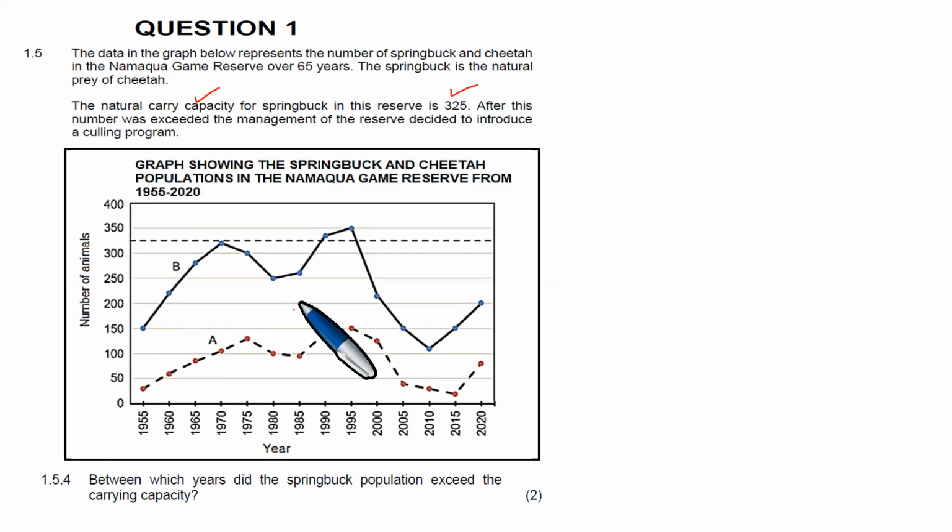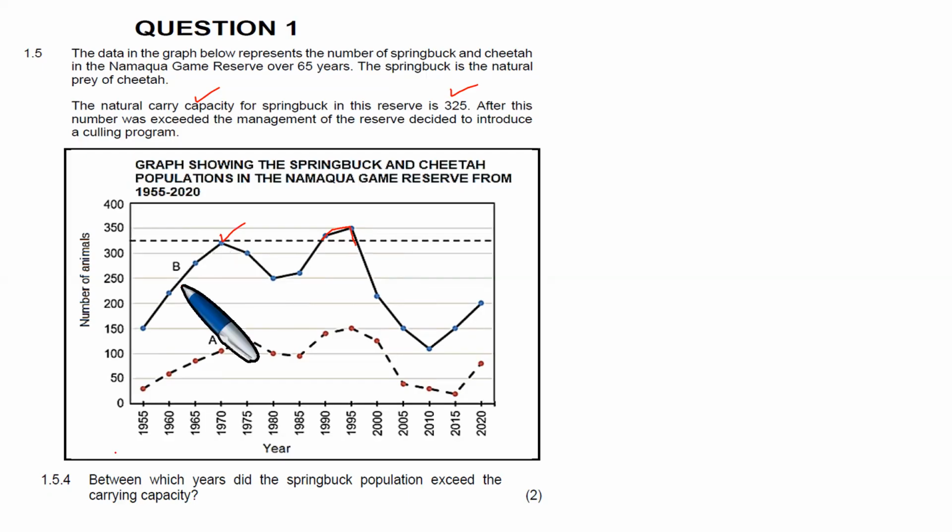Right. So in other words, if they reach 325, you can see between, this is about 50 units there, it's 50, then you add another 50, you get 100, another 50, you get 150, add another 50, you get 200, add another 50. So obviously at this point, if you're saying between which years did the springbok population exceed the carry capacity? You can see that it did not quite exceed there, but here it exceeded. Here it just reached there.